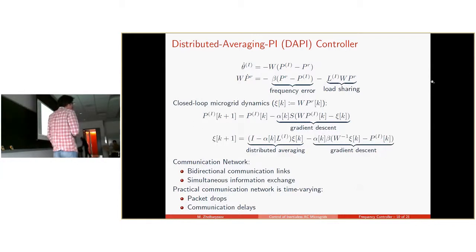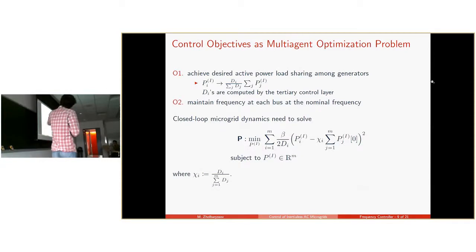So you say converge means whatever you command will be tracked perfectly? Yes. Meaning that generator power outputs share the load in accordance with the participation factors, even if you have losses, and your frequency will be at 60 hertz at steady state.